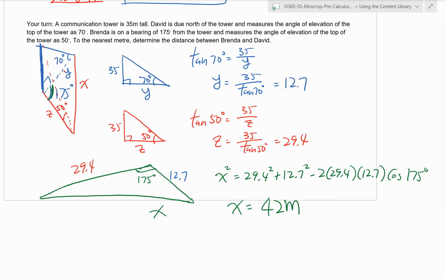This is it for trigonometry this year. Do some practice questions, do your review questions for this entire unit. Let me know if you need help. Good luck.